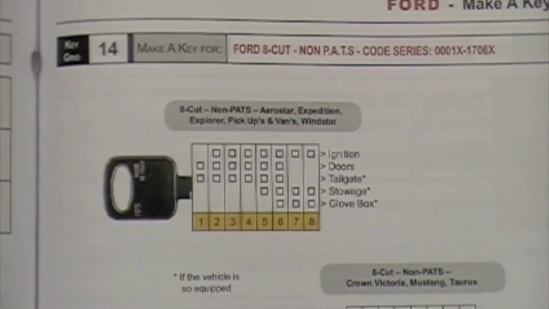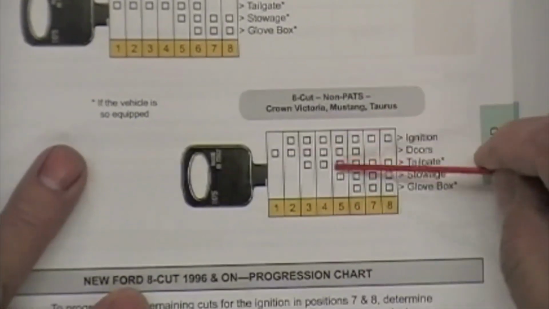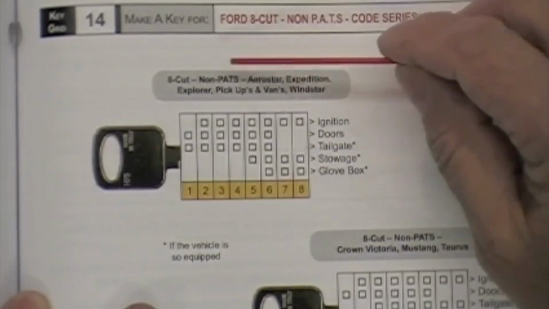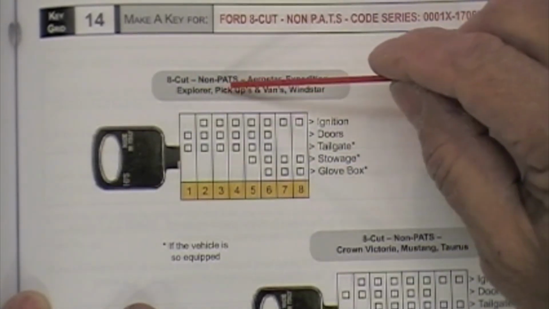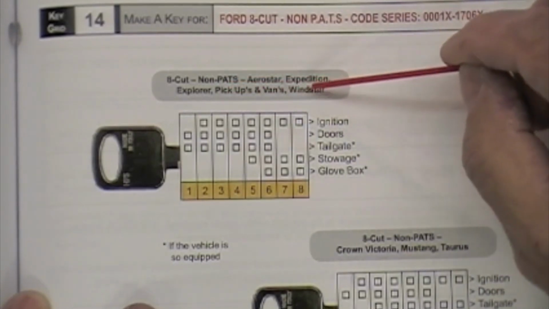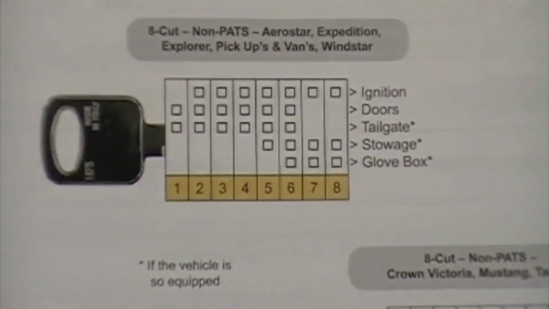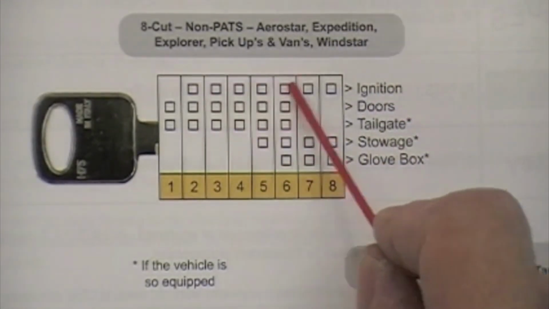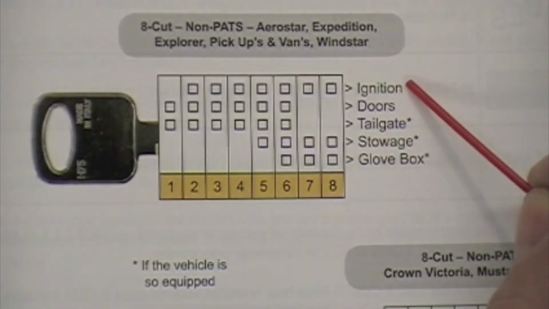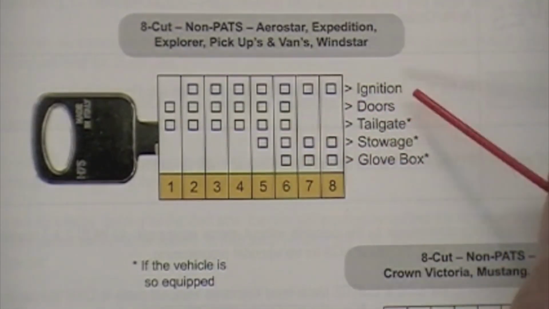And it goes on to the next page. And again, now there's 2 different charts here. It says 8-cut, non-PATS, Aerostar, Expedition, Explorer, Pickups, Vans, and Windstar. Okay, that's going to be the chart that we're going to be interested in looking at. And you can see that this is an 8-cut key, but only the last 7 cuts, 2 through 8, operate the ignition lock. The first 6 cuts operate the door.